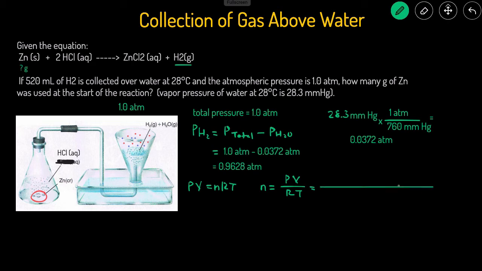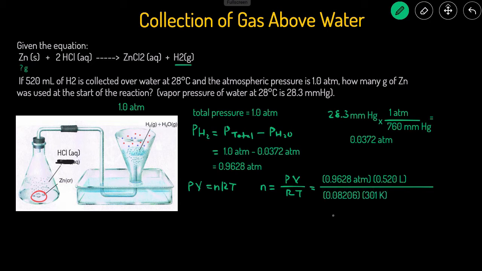P is the pressure of the gas, which we just solved for, 0.9628 atm. V is the volume of the gas. The volume has to be in liters, so we'll take the 520 divided by 1,000 to get into liters, and it'll give us 0.520 liters. R is just the gas constant, 0.08206, and then T is the temperature, and that has to be in Kelvin. So we'll take 28 plus 273 to get the Kelvin, which is 301.